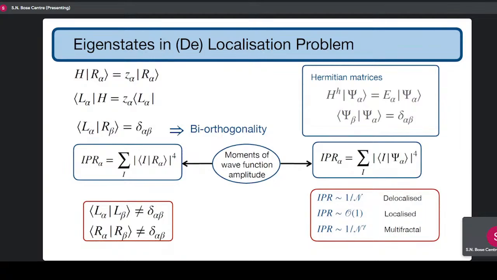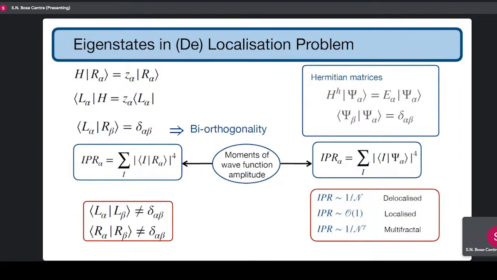As I said earlier, one can look at how these wave functions are spread over the finite lattice. One quantity that quantifies that spread is the inverse participation ratio, which is the moments of the wave function amplitude at the chosen basis states i. And from the scaling of this quantity, one can identify delocalized, localized, and even multifractal states.